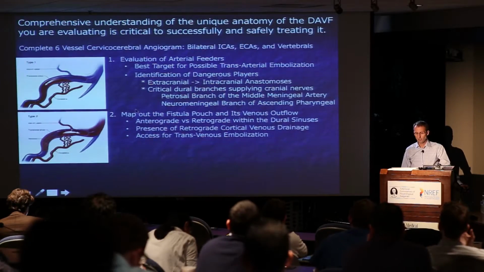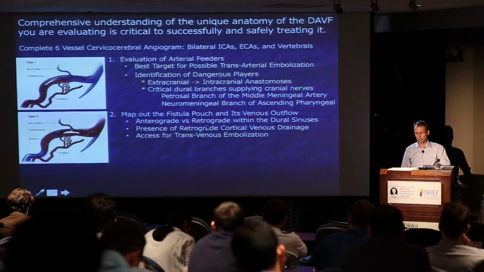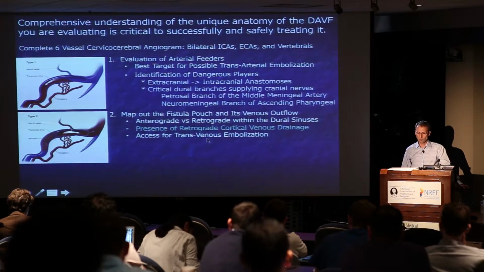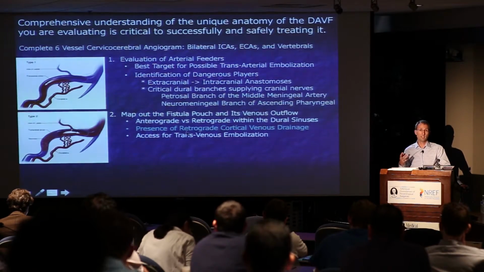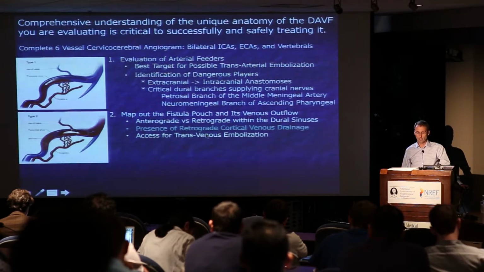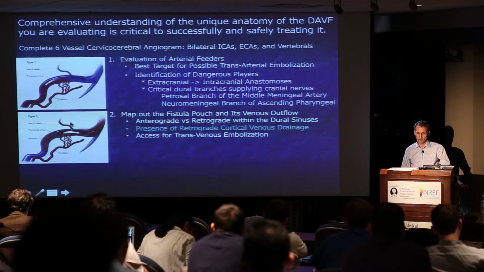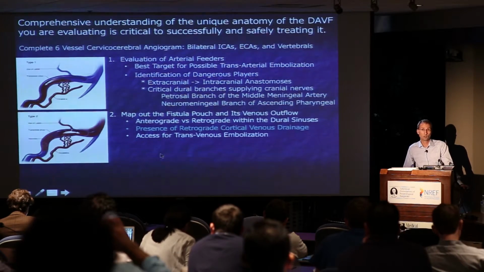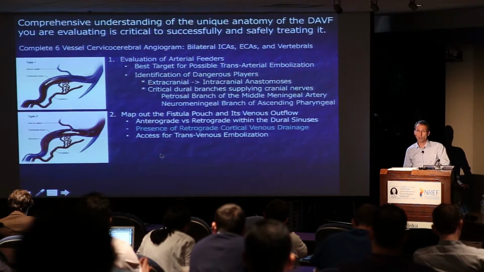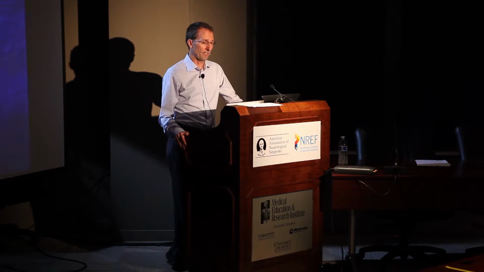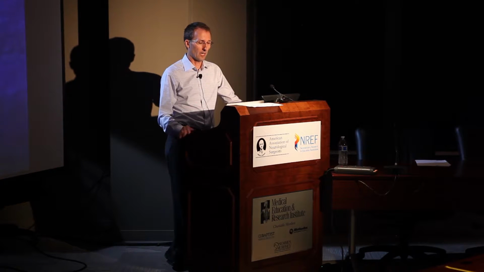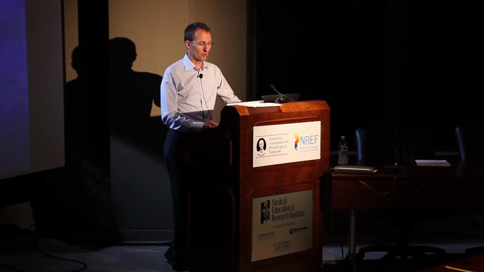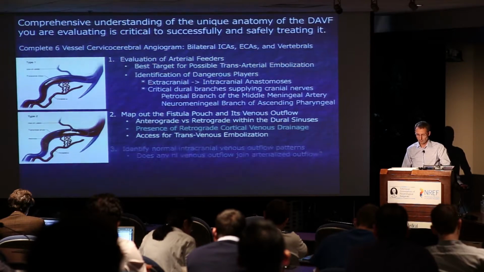Obviously, we want to map out the fistula pouch and its venous outflow. Is there anterograde or retrograde flow within the dural sinus? Most importantly, I think, because this is really the key determinant of grade and the risk, is there retrograde cortical venous drainage? And I've shown the example of the vena labbe. So that is critical to look for because all of those patients are now at elevated risk of intracranial hemorrhage. And then, of course, do we even have access for transvenous embolization? Is that an option for treatment?